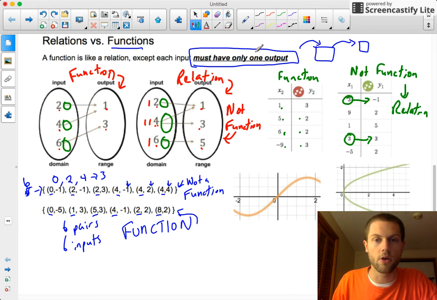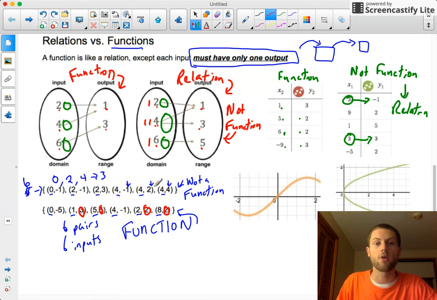And what you will notice though is we do have repeated outputs. I see a +2 and a +2. I even see a +3 and a +3. That's okay. Repeated outputs is okay. I may not have repeated inputs. So that's something important to distinguish here.